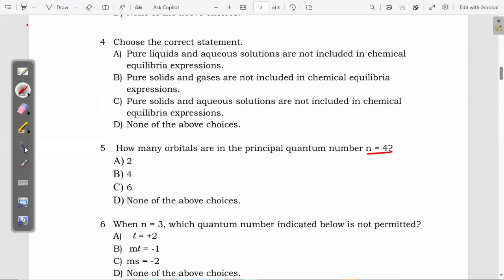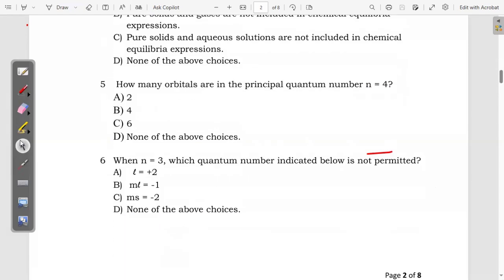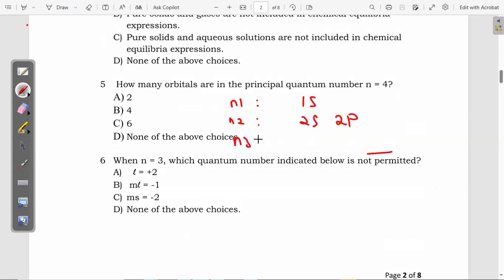So here I'll show you the general thing that you need to do in case they bring another quantum number there. Okay, so if your n is 1, then you can only have one s subshell. If your n is 2, then you can have 2s and 2p. If your n is 3, then you can have 3s, 3p, and then 3d. If your n is 4, you're going to have 4s, 4p, 4d, and then 4f, like that.